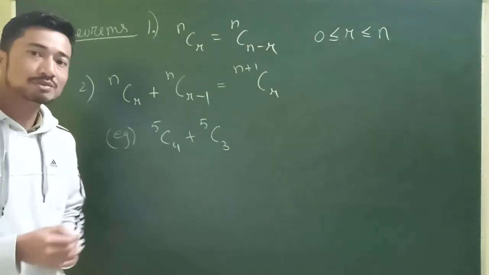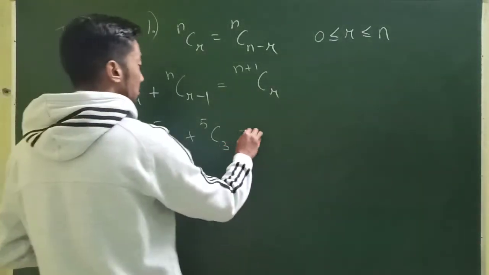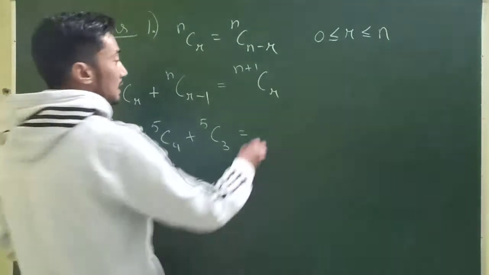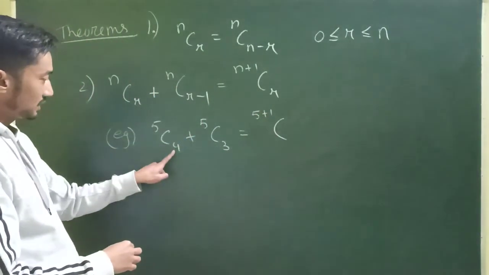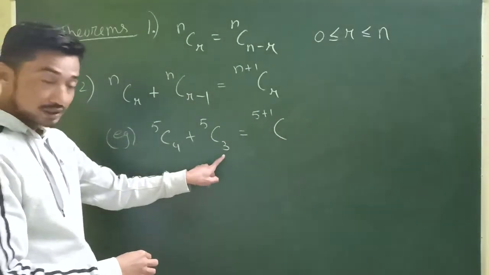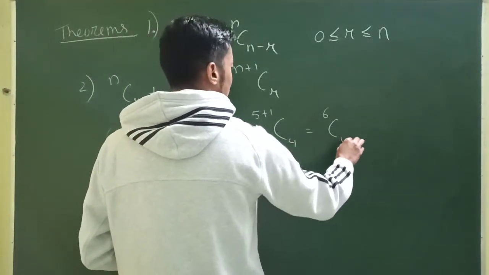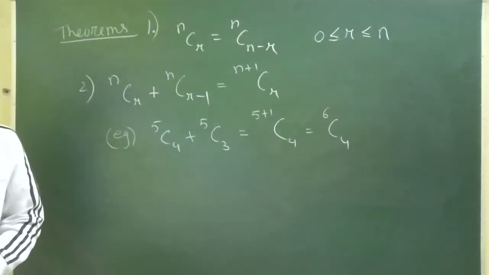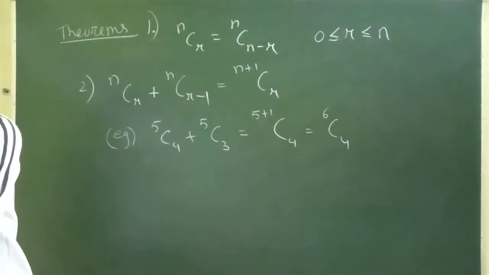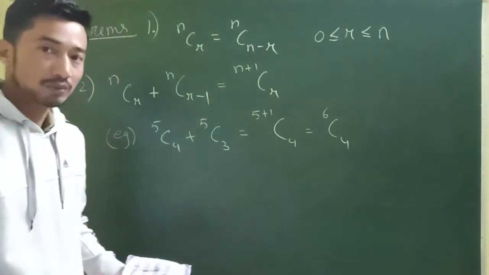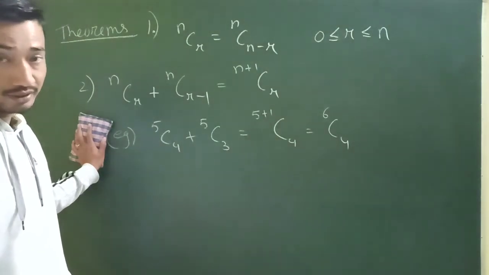If you get any sequence like this, then n should be the same, of course, and that can simply be 5 plus 1 C, and the value of r here was 4. So that will be 6C4. We will very soon get to see where we use all this. Alright, I am wrapping it off.